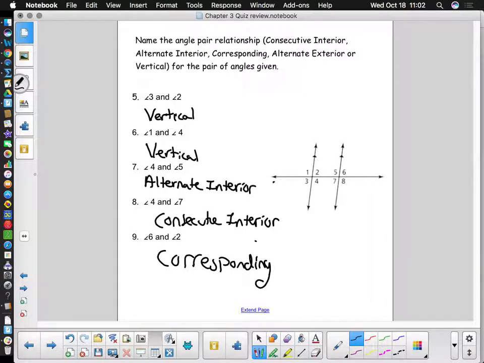And we said alternate interior angles make the Z shape. Consecutive interiors make what letter? C. And corresponding angles make that F shape. Sometimes that F is up, down, sideways, whatever. It helps some people recognize the name that goes with it. For some people, that's just even more things to memorize and more confusing, so you don't need to memorize it that way. But if it's helpful for you, use it.